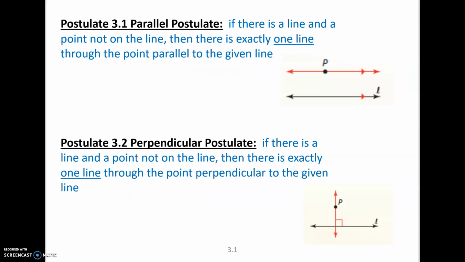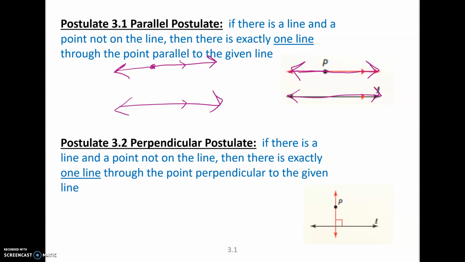Okay, here we go. We've got a parallel postulate. If there is a line and a point not on that line, there's exactly one line through that point that would make a line parallel to my original. So if I draw any line and I pick a point way out here, I can only draw one line through that point that is going to be parallel to my original line. Those end up being parallel.